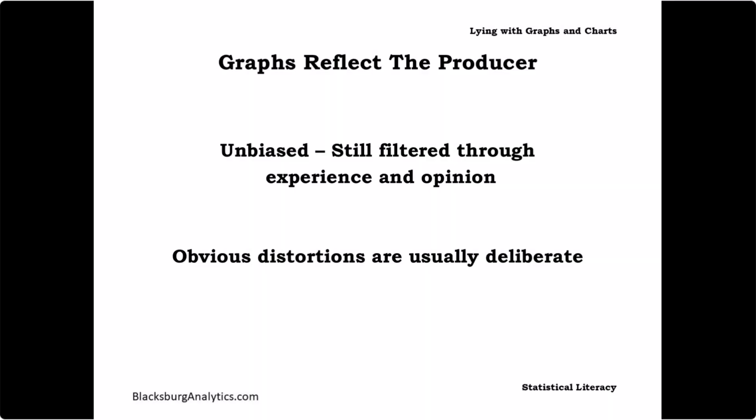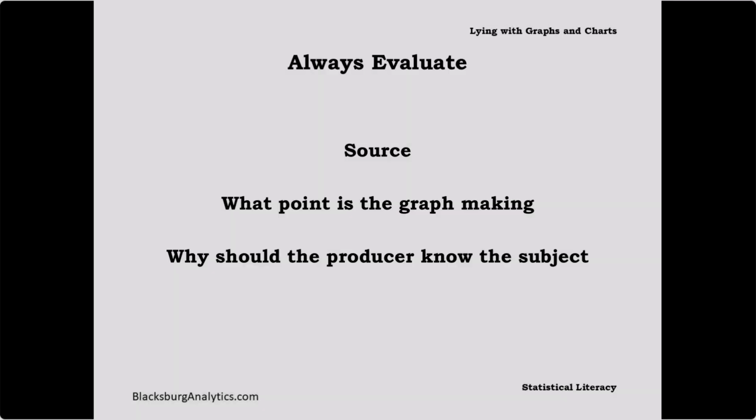Even the most unbiased graph producer presents what they believe to be the truth, but the graph is still based on their experience and opinions. However, graphs with distortions are usually deliberately altered to show or hide some feature. Always consider the source, what point the graph is trying to make, and why someone has special knowledge of the subject that allows them to produce the graph.